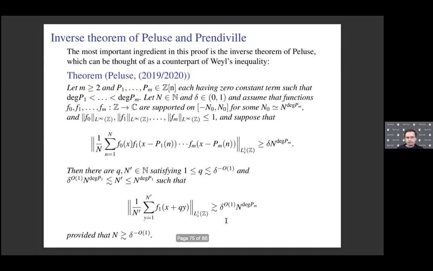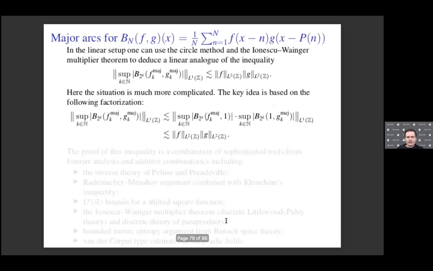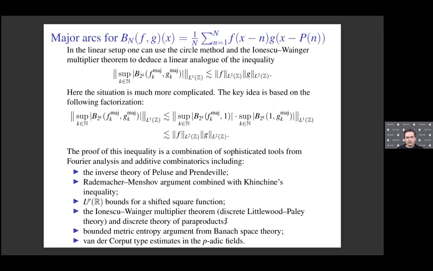Now let me tell you what happens on the major arcs for our bilinear averaging operators. In the linear setup, one can use the ideas from the circle method and the Ionescu-Wainger multiplier theorem to deduce a linear analog of this inequality whenever functions f and g are restricted on the Fourier transform side to the major arcs. But here the situation is much more complicated, because we work on L1, so the Plancherel theorem is very inefficient here.